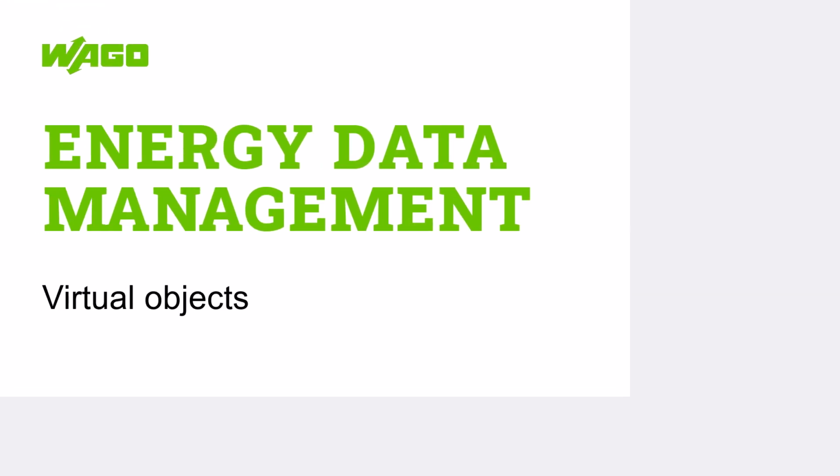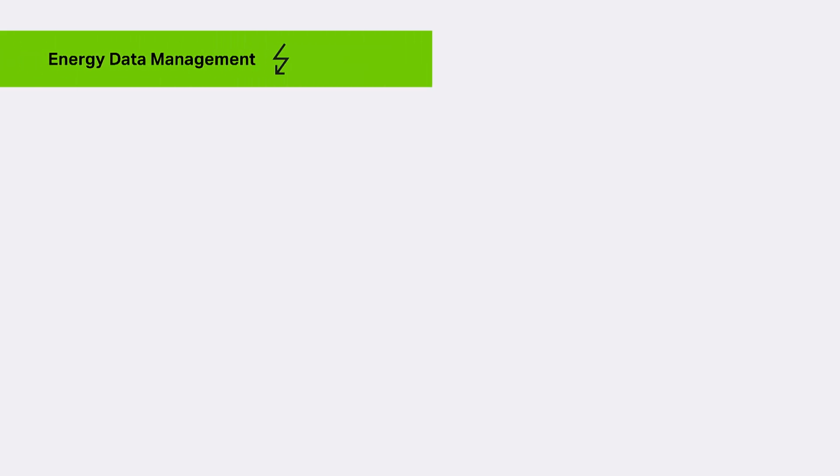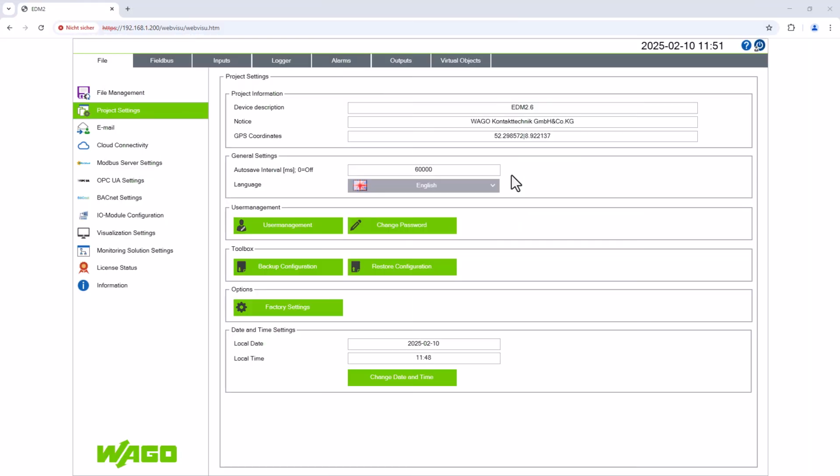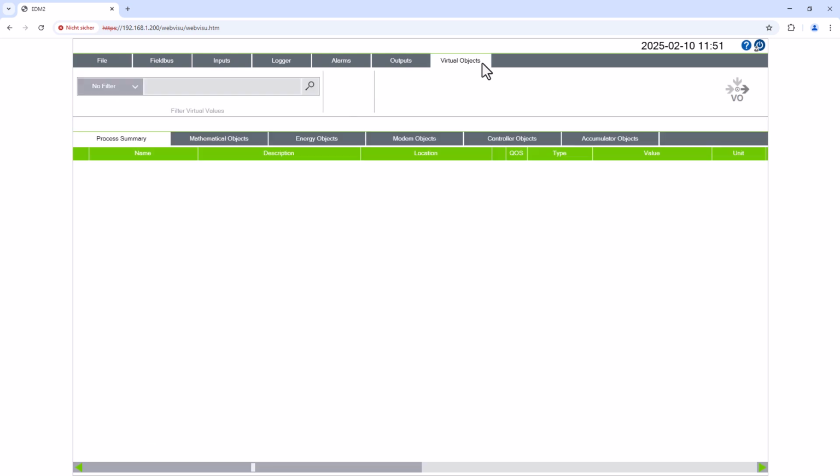Hello. In this WAGO tutorial, we will show you how to use virtual objects in the WAGO Energy Data Management application. The WAGO Energy Data Management application includes the area of virtual objects. In this video, we will first discuss mathematical objects and controller objects and then present two common applications using two examples. After that, we will briefly discuss the energy, modem, and accumulator objects.